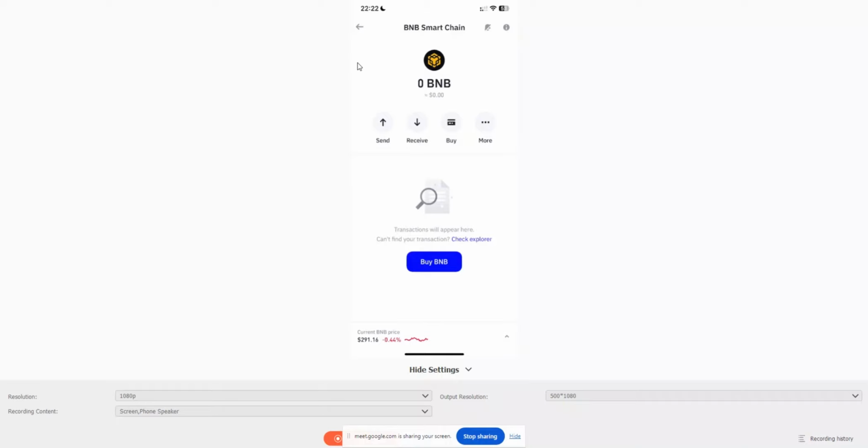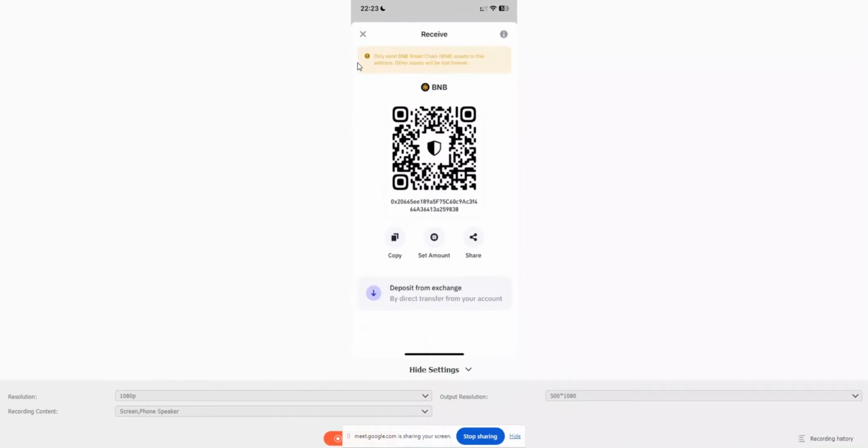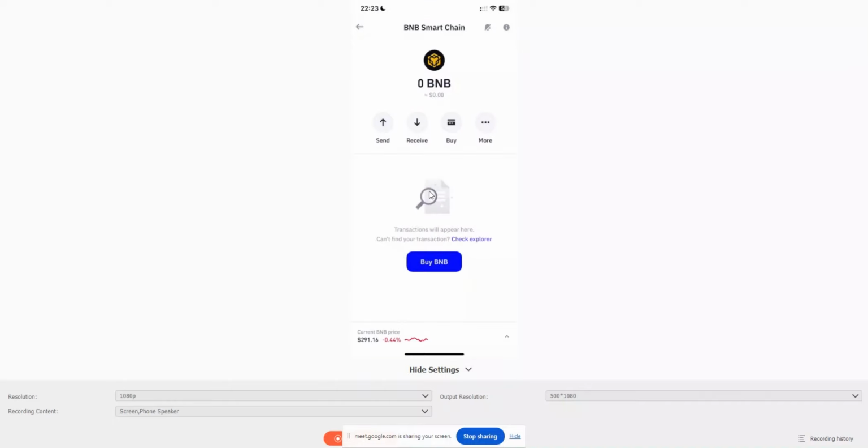Okay, so now you can see I have 0 BNBs here. Now I'm going to click receive and copy. This is what we call a wallet address, the one that starts with 0x. So I'm going to copy this. We are going to come to this much later, but I just want to show you what would happen if you lose your phone. So I've copied that address.